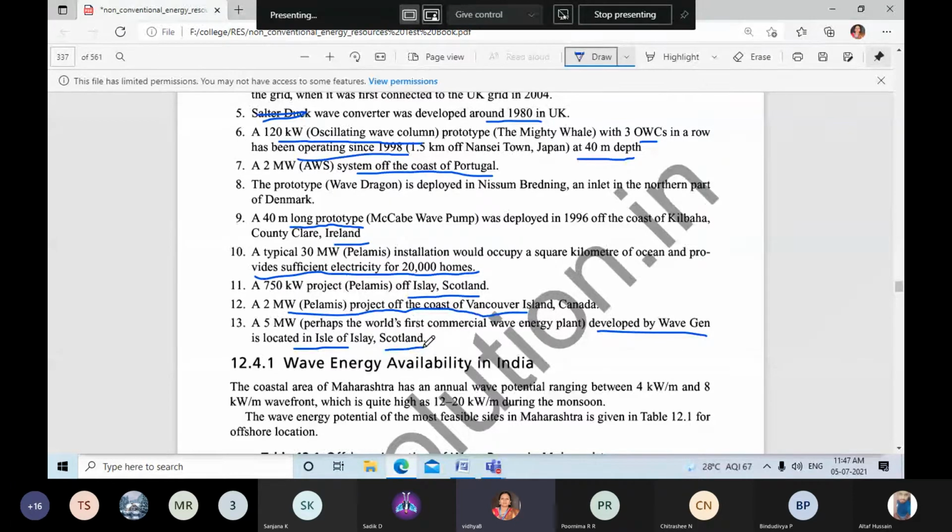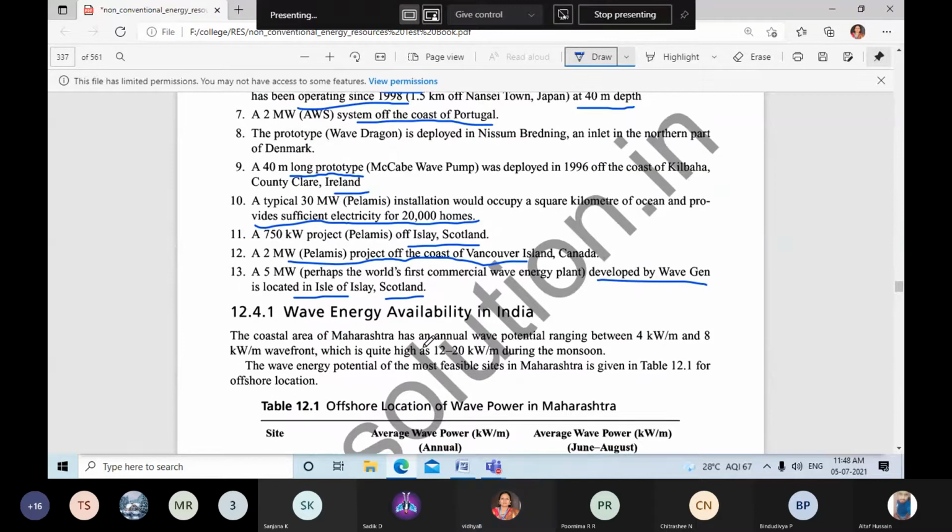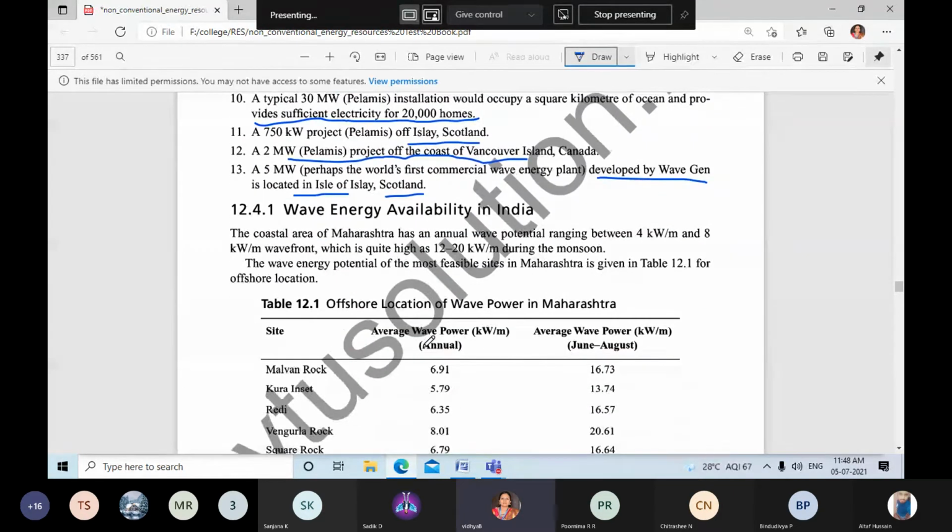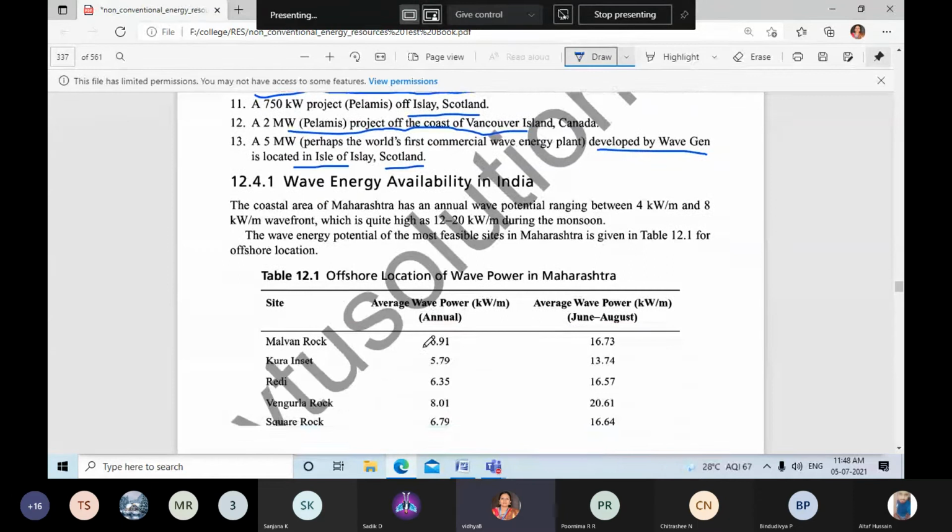They have used wave energy and converted it into electricity. So many installations in different countries have used this method, with different capacities, for example 2 megawatt, 5 megawatt, 750 kilowatt. Okay, different installation capacities.